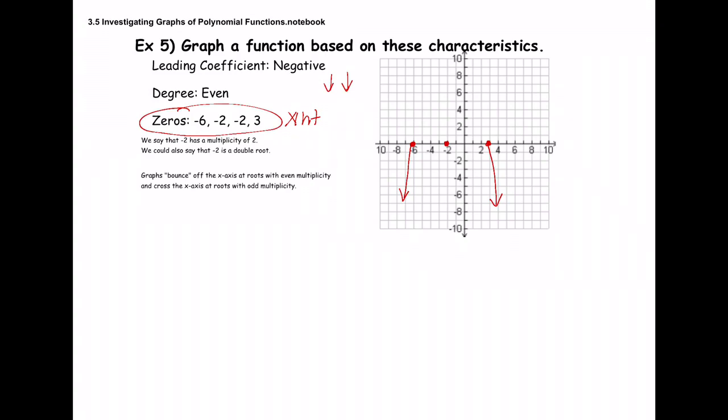And then what is happening in between? Well, the fact that we have two zeros at -2 tells us that it has a multiplicity of 2. We also say that -2 is a double root. When we have an even multiplicity, so it happens an even number of times, it bounces. So even number of roots bounce at that point. And if we have an odd number of roots, they cut.